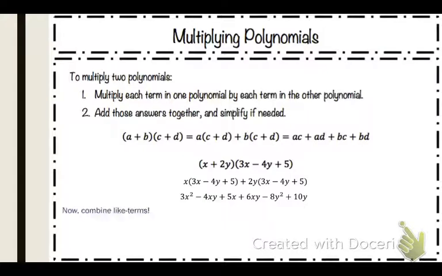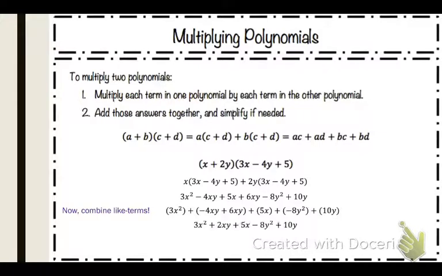Okay. Now we're just going to combine like terms. So we have the 3x squared. We don't have any other x squareds. We have negative 4xy plus 6xy. We have the 5x, no other x's. Negative 8y squared, no other y squareds. And then we have 10y. Then we just finish simplifying. You get 3x squared plus 2xy plus 5x minus 8y squared plus 10y. On your notes, there's an extra 6xy in there, and that's wrong. So make sure you cross that out. This is the correct answer.